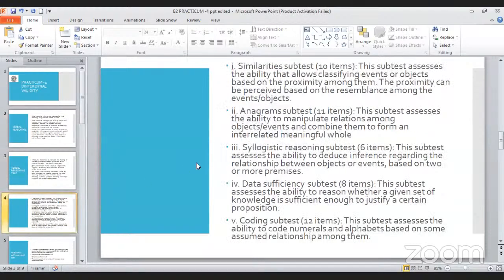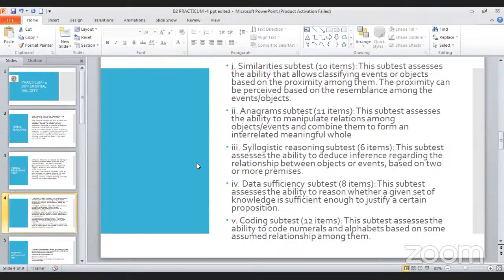Similarity subtest. The similarity subtest assesses the ability that allows classifying events or objects based on the proximity among them. The proximity can be perceived based on the resemblance among the events or objects. Number 2, that is the Anagram subtest, which consists of 11 items. This subtest assesses the ability to manipulate relations among objects or events and combine them to form an interrelated, meaningful whole. Number 3, that is the syllogistic reasoning subtest.